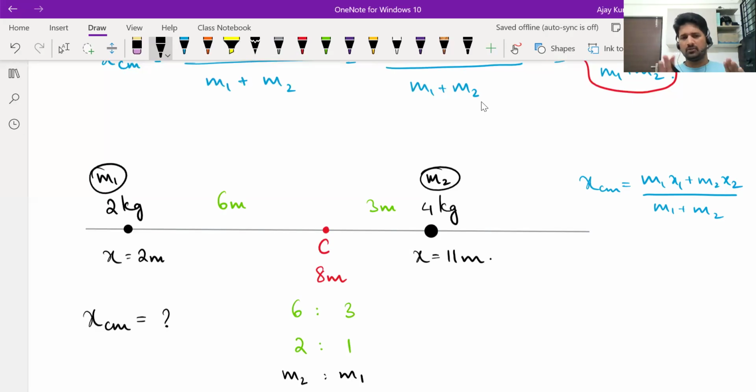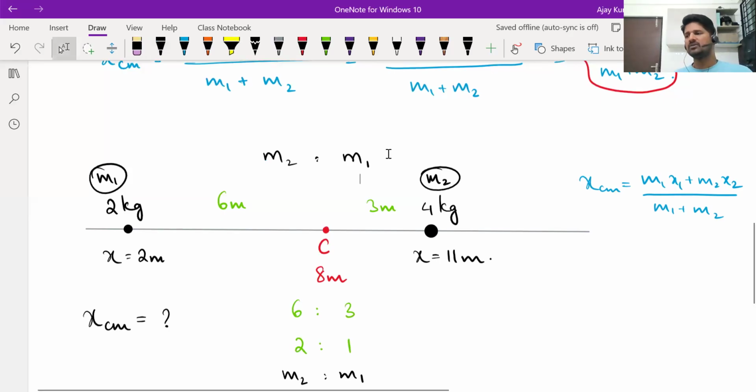Okay. So it is true in general that the center of mass of two particles lies on the line connecting the two particles, and it splits the line connecting them in the ratio M2 is to M1. From the side of M1, the ratio is M2 is to M1. From the side of M2, the ratio is M1 is to M2. Using this ratio, in many cases, you can directly tell where the center of mass is without doing all that calculation.